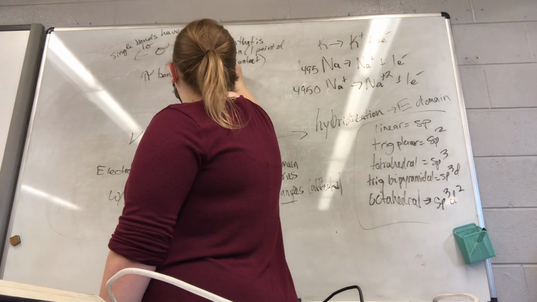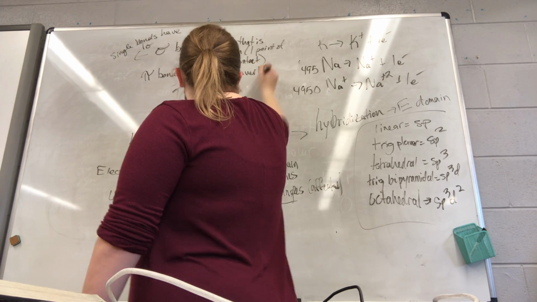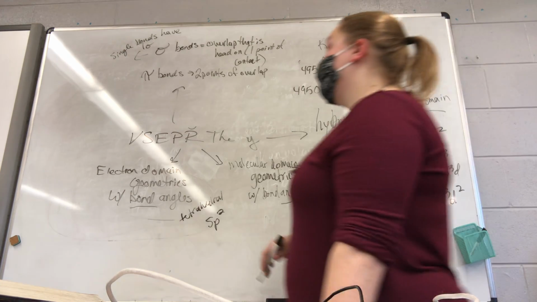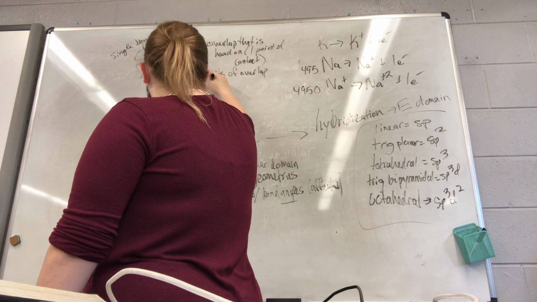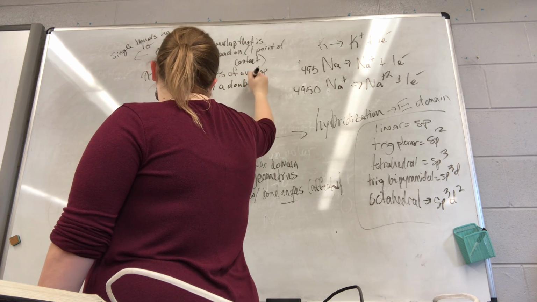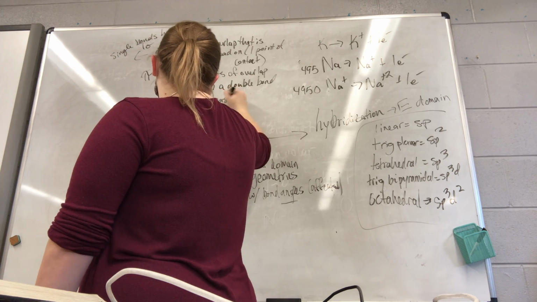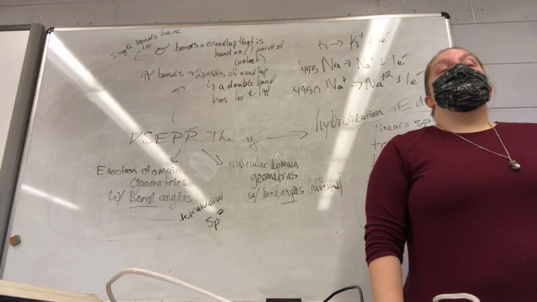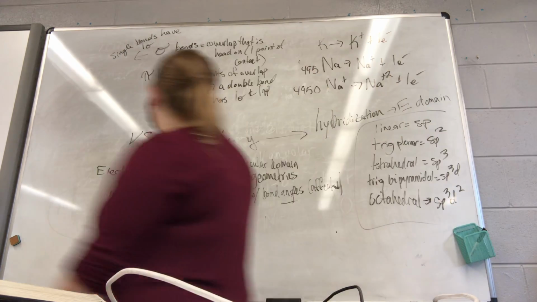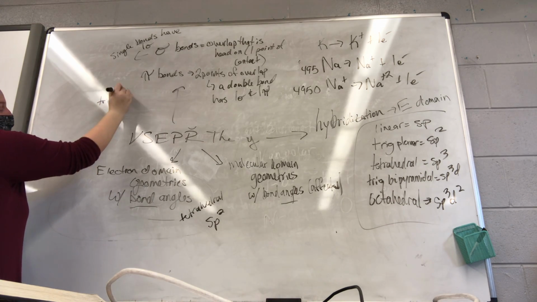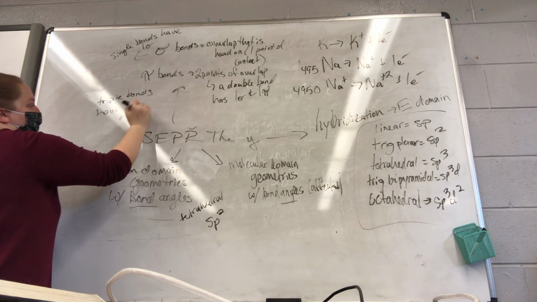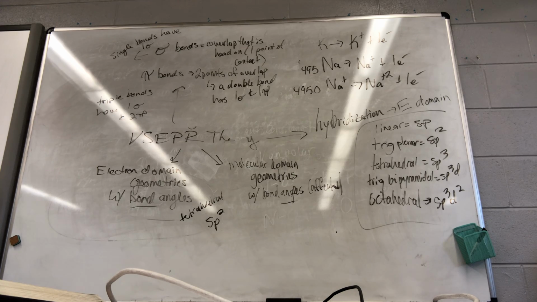2 points of overlap. I'm going to reference you to your book to look at those diagrams again if you're confused on what we're writing up here. 2 points of overlap, a double bond, has 1 sigma and 1 pi overlap. Triple bonds have 1 sigma and 2 pi overlaps. Okay, so that was under VSEPR.